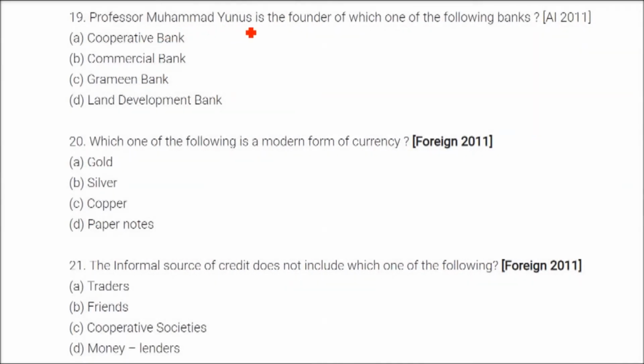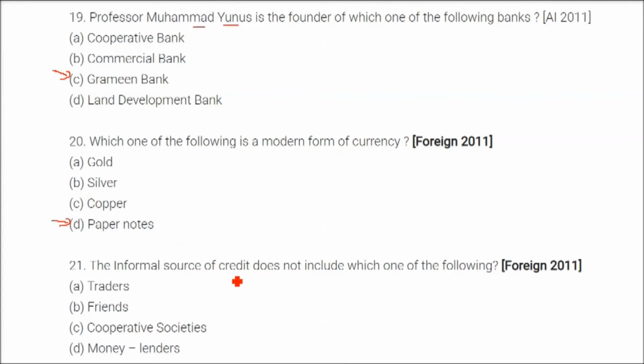Professor Muhammad Yunus is from Bangladesh and he is a Nobel laureate. Professor Muhammad Yunus is the founder of which one of the following banks? The answer is Grameen Bank in Bangladesh. Which one of the following is a modern form of currency? And it is paper notes.